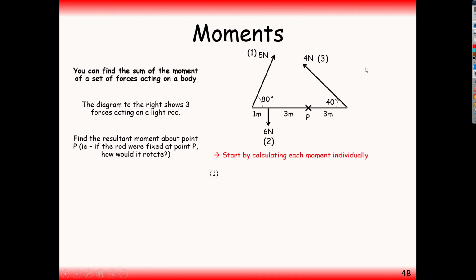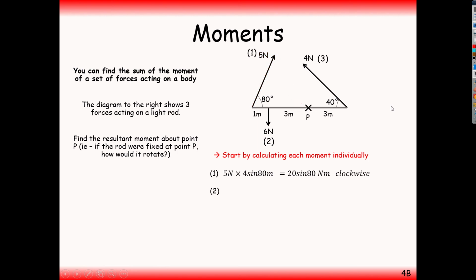Moment number 1, the force is 5, but I need the perpendicular distance, so you need to draw that on, acting straight towards it. Looking in this right angle triangle down here, 4 meters is the hypotenuse, and this is the opposite side to the 80, so this distance would be 4 sine 80. Times it by the force, you get 20 sine 80 Newton meters, and the direction of that is going to be clockwise, around that way.